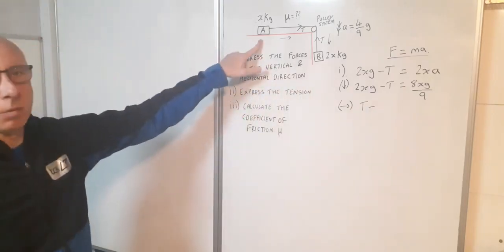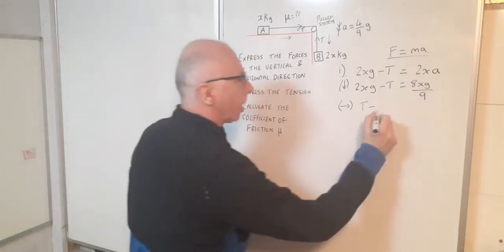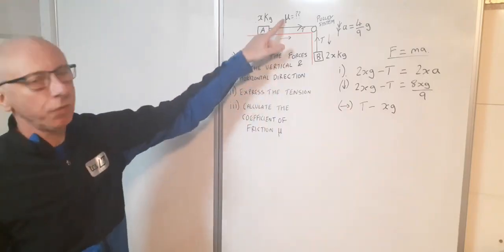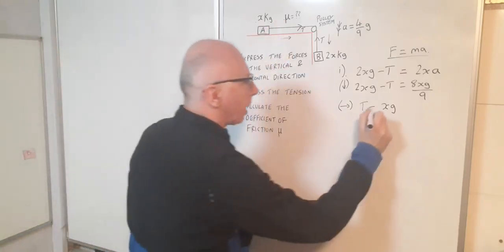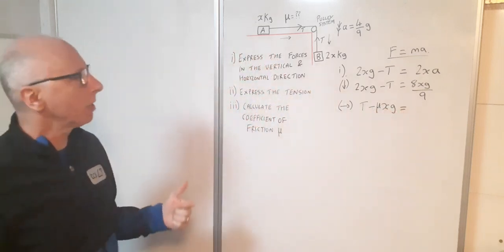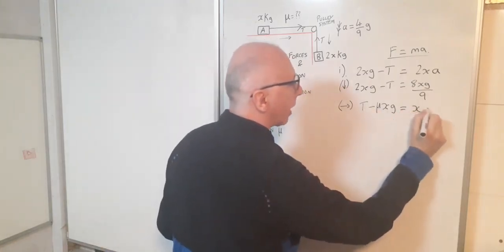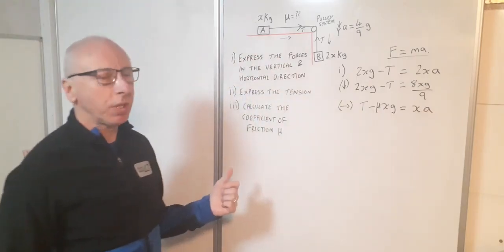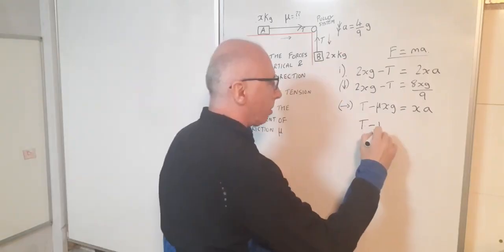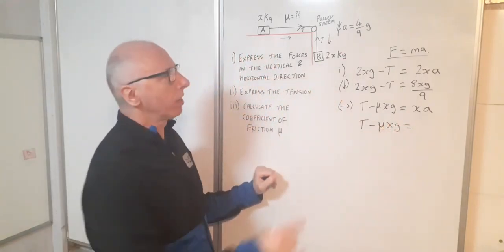Minus, we've got xg for this block A, so minus xg, and then we need to multiply that by the coefficient of friction, T minus mu xg, and then that equals mass times acceleration. So that would be the mass of the block, which is x, and then acceleration. And then now I'm going to put the acceleration in. The acceleration is 4g over 9. So we've got T minus mu xg equals 4xg over 9. Just put an x into there.